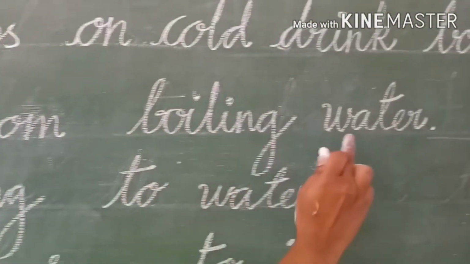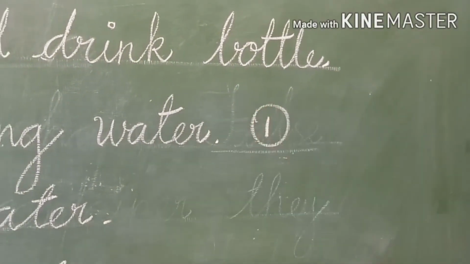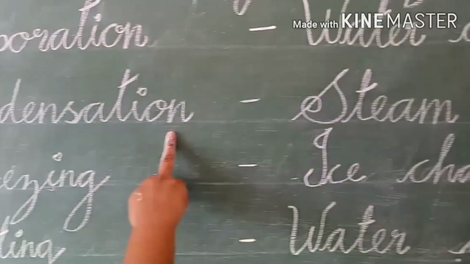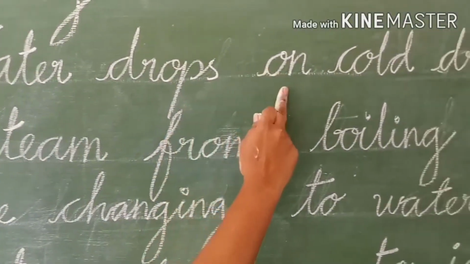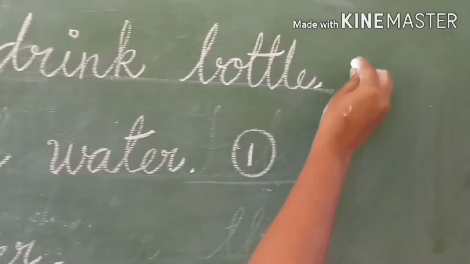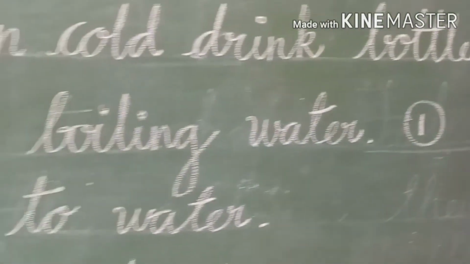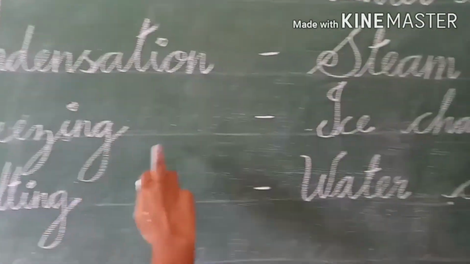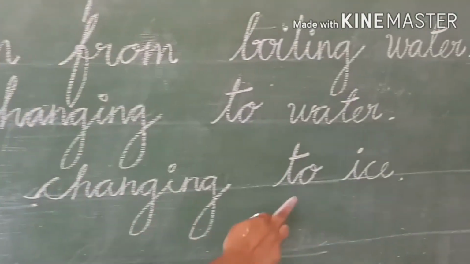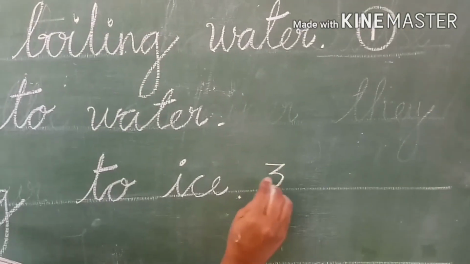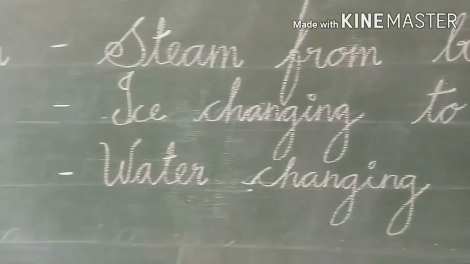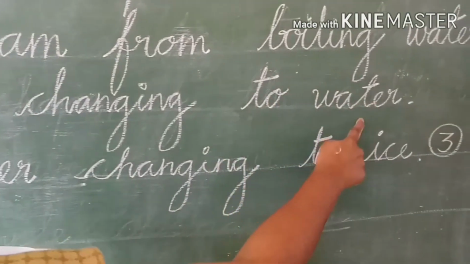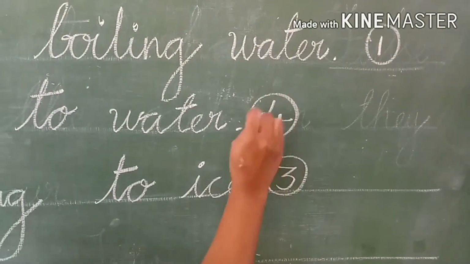Answer is steam from boiling water. So write number 1 here. Second one is condensation. Answer for this, water drops on cold drink bottle. Write number 2. Third one is freezing. Answer for this third one, water changing to ice. So write number 3. Fourth one is melting. Answer is ice changing to water. So write number 4.